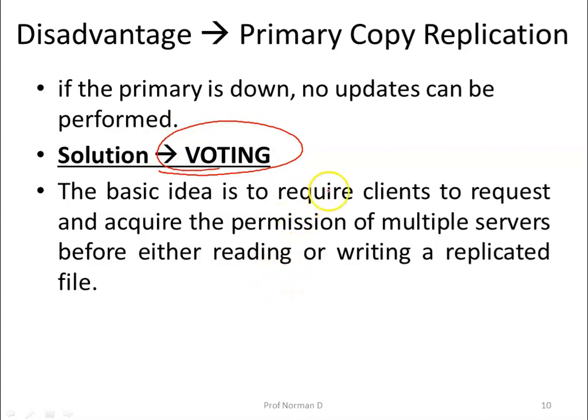Now the basic idea is to require clients to request and acquire permission from multiple servers. Not one server but multiple servers before either performing a read operation or writing a replicated file. So we take permission from a group of servers before performing a read or write operation on replicated files by using something called voting. We'll try and understand this.